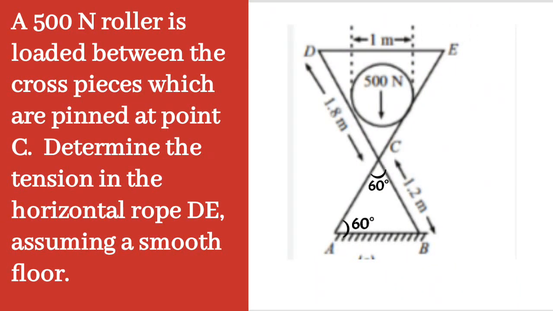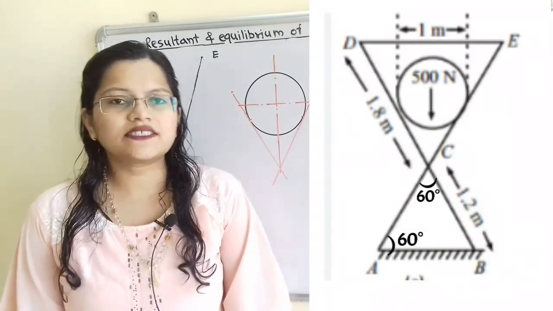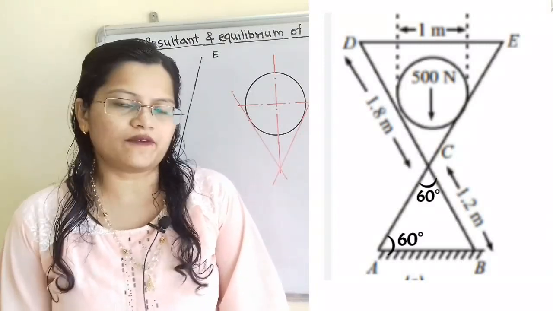Given question: a 500 Newton roller is loaded between the cross pieces which are pinned at point C. Determine the tension in the horizontal rope DE, assuming a smooth floor. Let us understand the given question with the help of the diagram.